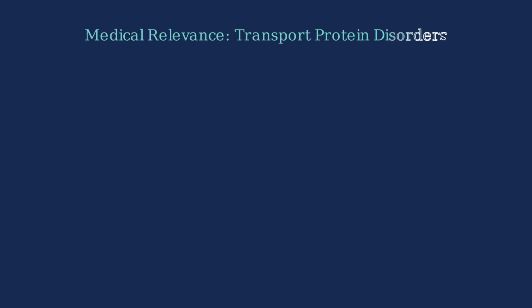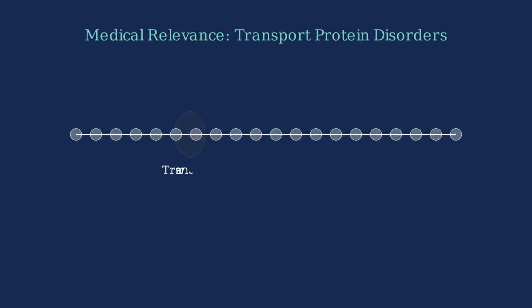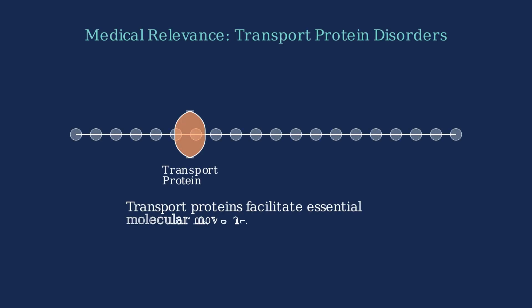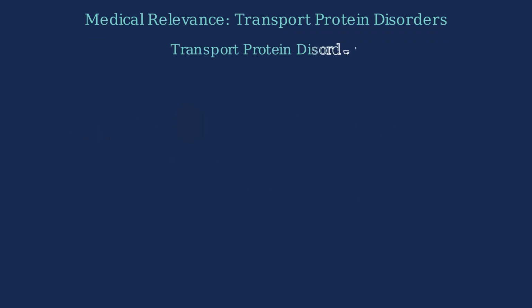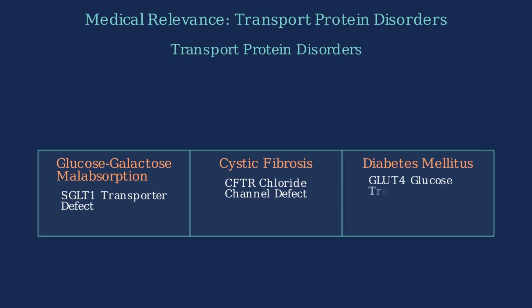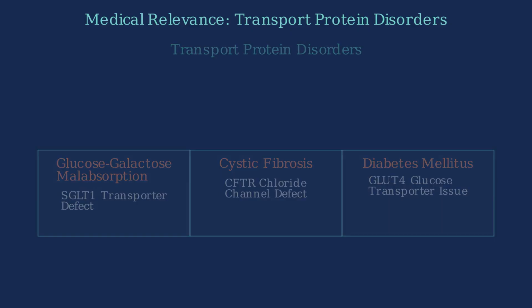Transport proteins are essential for proper cellular function, allowing specific molecules to cross the cell membrane through facilitated diffusion. When transport proteins malfunction, serious medical conditions can result. We'll examine 3 significant disorders: glucose-galactose malabsorption, cystic fibrosis, and certain forms of diabetes.